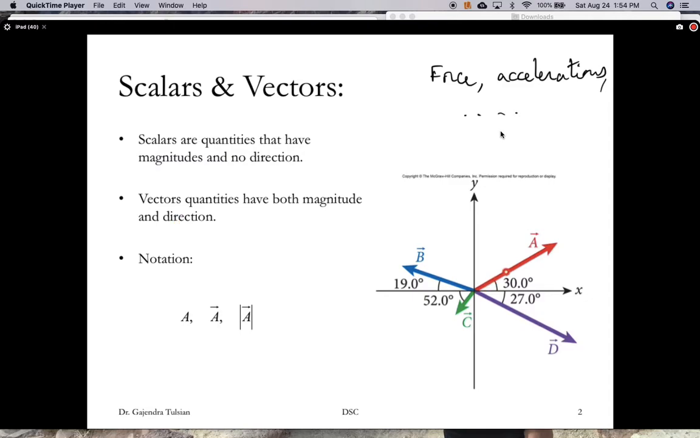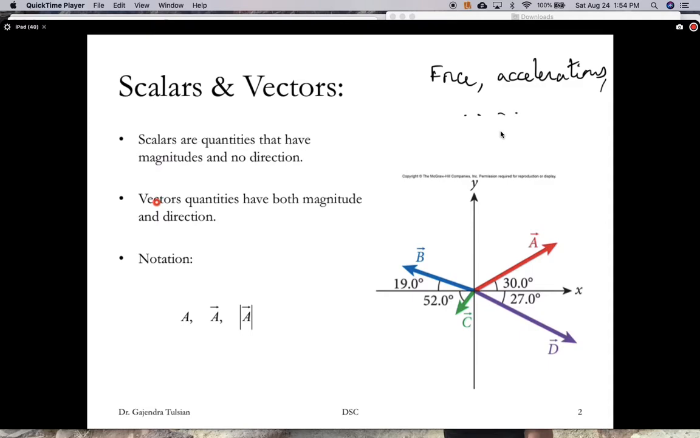So this could represent a force, velocity, whatnot. But anyway, this is a general vector. All right. So scalars are quantities that have magnitudes and no direction. To specify a scalar, all you need is one number. To specify a vector, you need more than one number. The number of numbers you'll need will depend on the dimensions you are in.